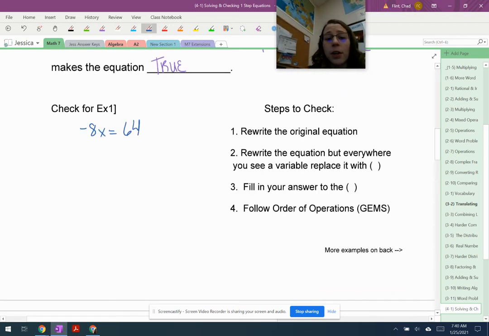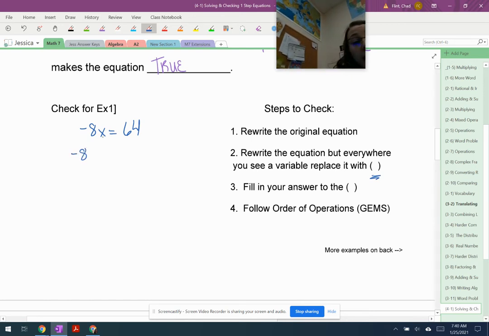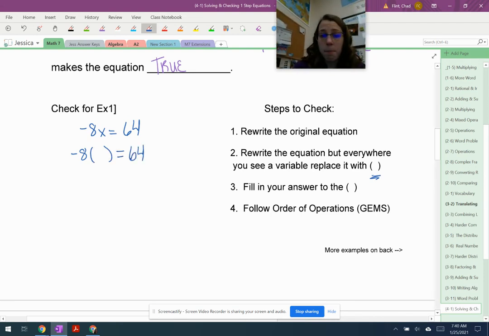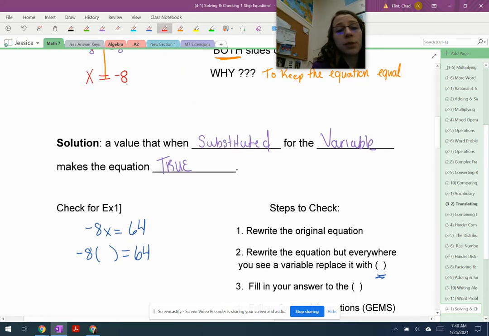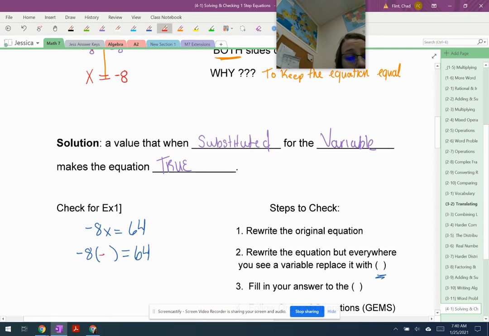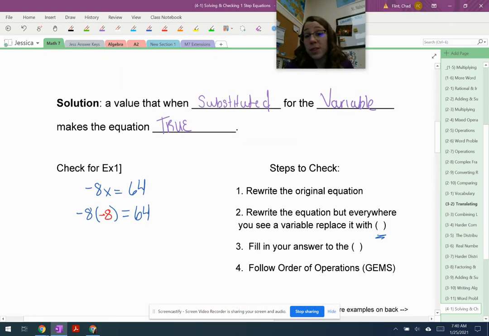Okay, step 1, done. Step 2, rewrite the equation, but everywhere you see a variable, replace it with an empty set of parentheses. All right, that's easy enough. So in negative 8, instead of the variable, I'm putting parentheses and keeping everything else exactly the same. Step 3, fill in your answer to the parentheses. All right, so my answer was x = negative 8. So into that parenthesis, I'm filling in that negative 8. No, they won't always be the same like they are right here.